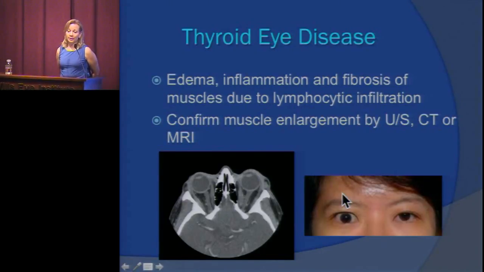Thyroid eye disease causes a lot of incomitant deviations, and this is secondary to edema and inflammation and fibrosis of the muscle due to the lymphocytic infiltration. You can confirm this, obviously, by the muscle enlargement seen on ultrasound, CT, or MRI, looking for that enlarged belly of the muscle. You can see it also here, a little bit there, but mostly here and here.